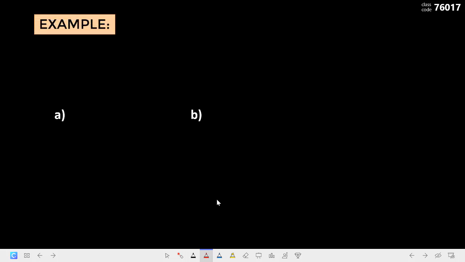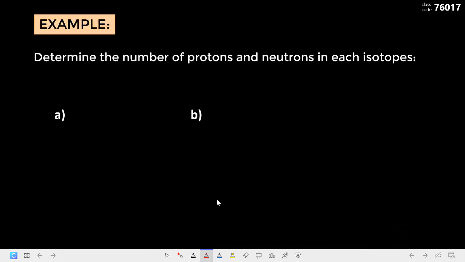Alright, so let's do this together. Determine the number of protons and neutrons in each isotope. So let's say I have sodium, okay, with the nuclear number 23 and proton number 11. Okay, kalau ditanya berapakah bilangan proton? So bilangan proton adalah kita refer kepada proton number, 11.